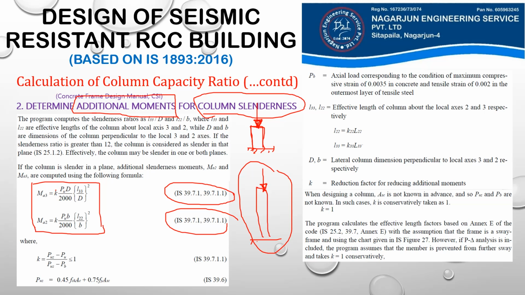and various definitions of the symbols are given here: K, PUZ, PV, L33, L22, K equals to 1. This all I have taken from concrete frame design manual. So now first we have to determine whether our column is slender or not, and if our column is slender, using these formulas we have to determine the additional moments.